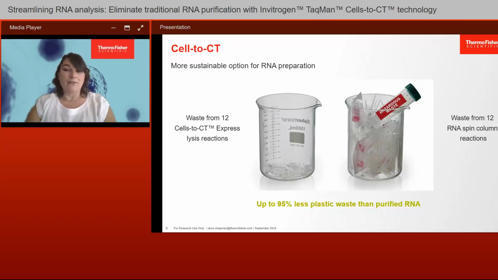This is a savings of about 95% plastics from the spin column as compared to the cells-to-Ct Express kit. So you're not only speeding up your research, but you're also spending less money on the plastics that would need to be used.